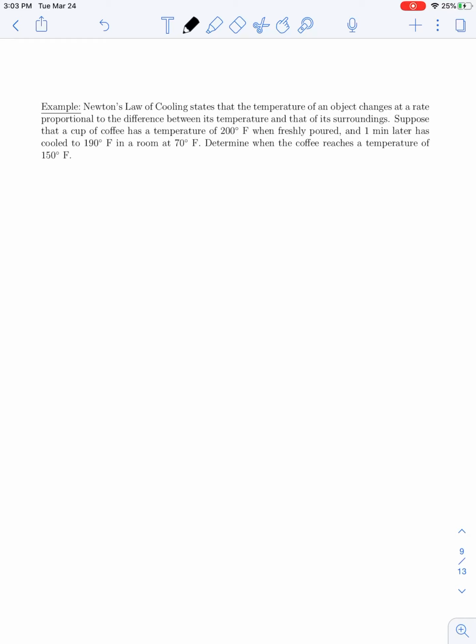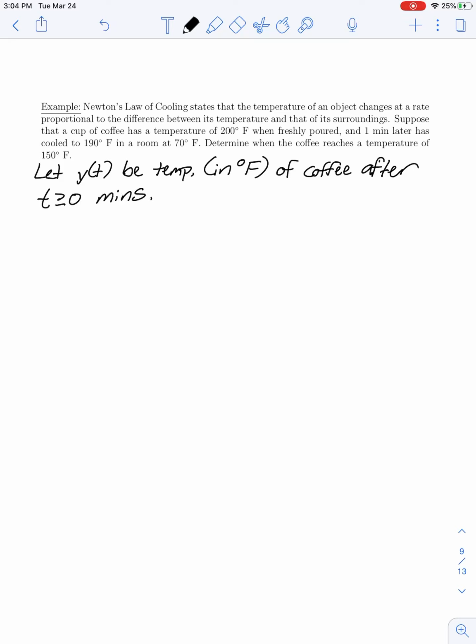So for this problem, what we're interested in is the temperature of a cup of coffee. So let's start by giving some notation for that quantity. We're going to let y of t be the temperature, in this example measured in degrees Fahrenheit, of this cup of coffee after t minutes, where t is non-negative since we're talking about time.